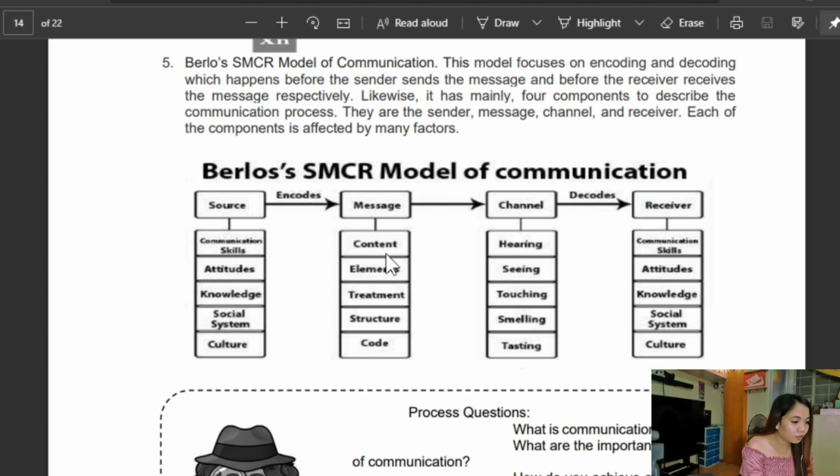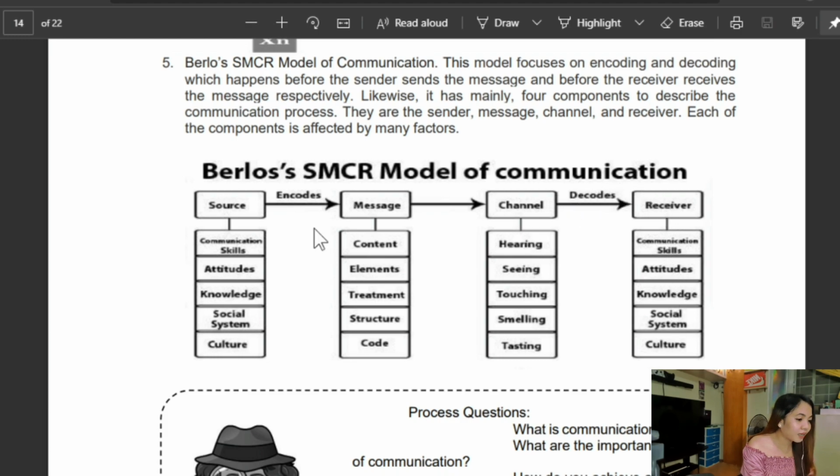In the message, we can also see the content, the element, the treatment, the structure, and the code. So we can see how difficult the message being sent is. Is it structured? Does it have codes, and so on? In the channel, we have hearing, seeing, and the other senses. More or less, it was sent verbally, but it can also be non-verbal. These are the factors affecting, or the factors included in, this element. And then the message is decoded by the receiver.